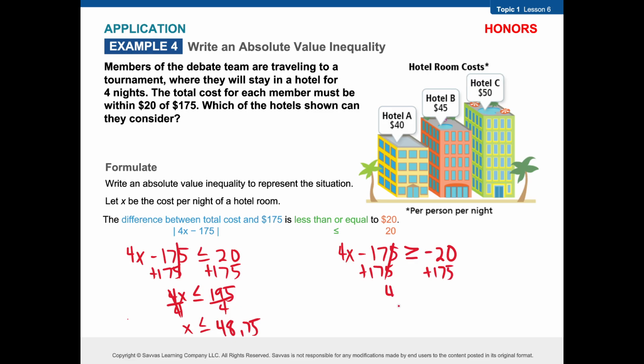Add 175 to negative 20 is 155. And 155 divided by 4 is $38.75. So they can rent a hotel room that's between $38.75 and $48.75 a night. So Hotel A would be a yes, Hotel B would be a yes, Hotel C would be a no. So they can consider A and B only.